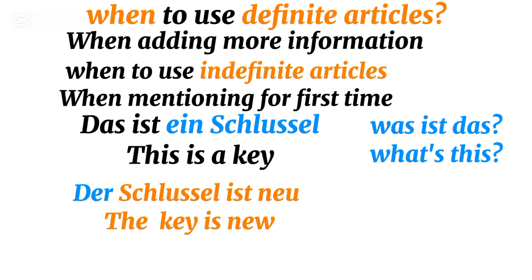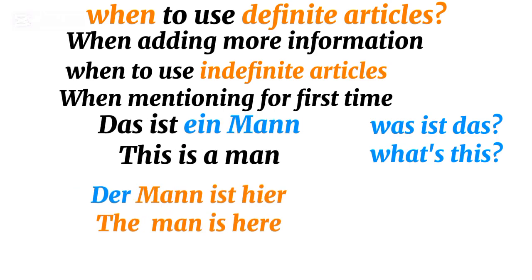Next, was ist das? And then we respond, das ist ein Mann. This is a man. Okay. First mentioning, we use ein. Then when we want to mention it for the second time and give more information, we will say, der Mann ist hier. Der Mann ist hier. The man is here. Okay.